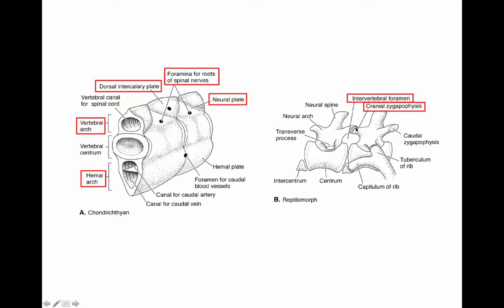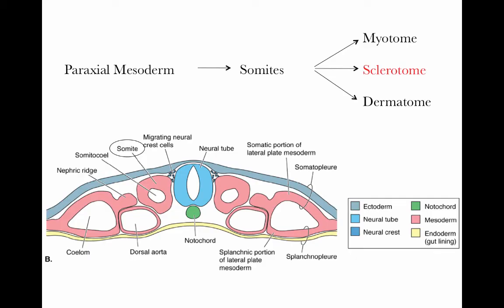anterior end that's going to articulate with a caudal zygapophysis on the adjacent vertebra. So this is the caudal zygapophysis for the more anterior vertebrae, articulating with the cranial zygapophysis. So this caudal zygapophysis will articulate with the cranial zygapophysis of the next vertebra in line. So now let's start to think about how these structures develop.